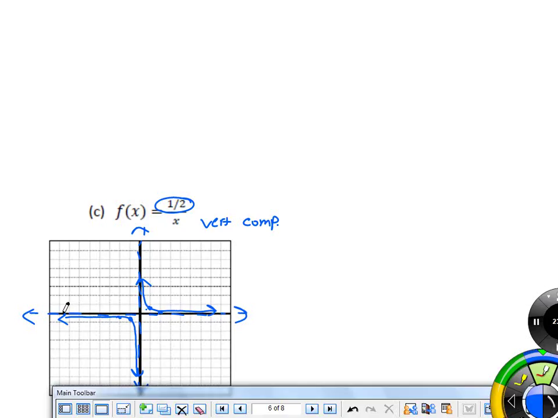So is everybody okay with the stretching and compressing? So we saw the shifting when we add or subtract something with x, and we add or subtract something after the fraction. And then when you see a different number in here, you'll see the stretching and compressing.